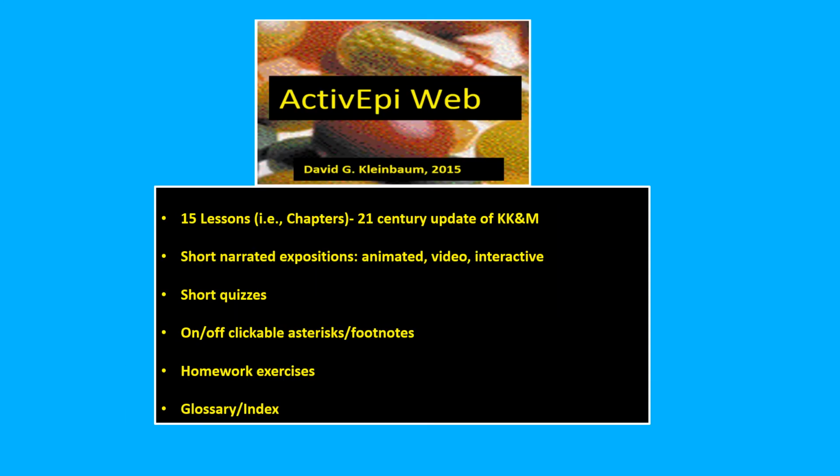Now, I want to say one last thing about Active Epi, which is that Active Epi is a website, it's electronic, it involves 15 lessons or chapters. It's a 21st century update of the textbook that I wrote with Larry Cooper and Hal Morgenstern in 1982, sometimes abbreviated as KK&M. It has short narrated expositions, animated, video, interactive. There are short quizzes. There are on and off clickable asterisks or footnotes. There are homework exercises, and there's a glossary and index.